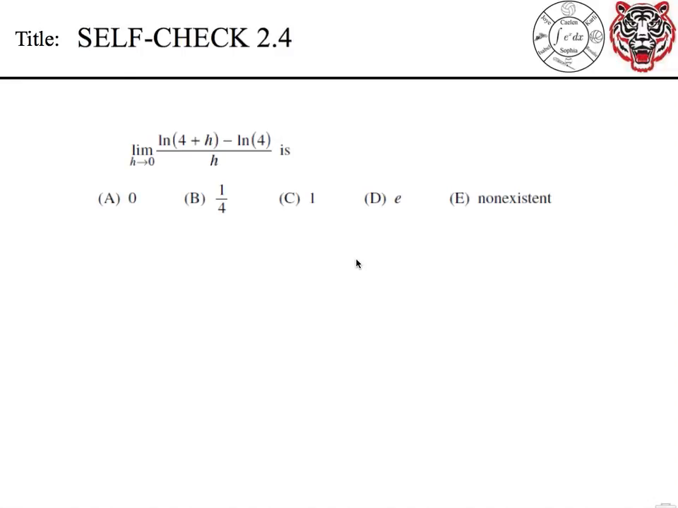All right, this is going to be self-check 2.4, and we are on problem number 1. Again, there are 8 questions on this self-check, so give yourself 8 minutes, an average of 2 minutes per question. Number 1, we have this guy.